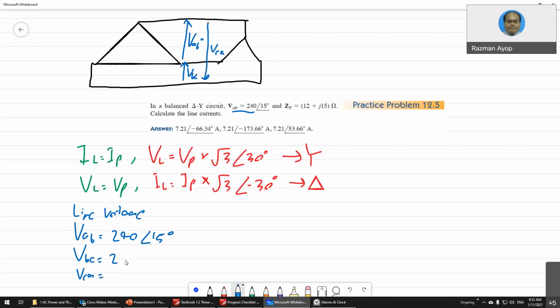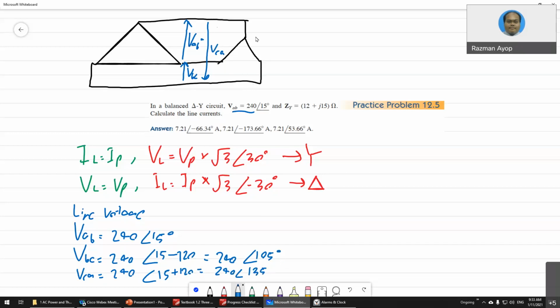Just copy 240, because the voltage magnitude is usually the same. For this case, remember you have 15 minus 120, so you get 240 angle what? 15 minus 120 is minus 105, yes. And 15 plus 120 is 135. So you have the voltages here.